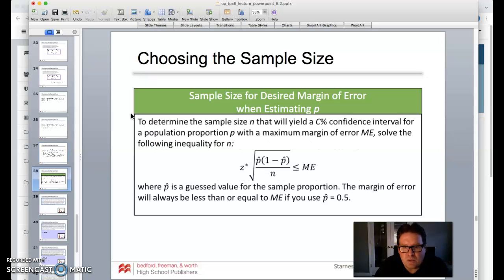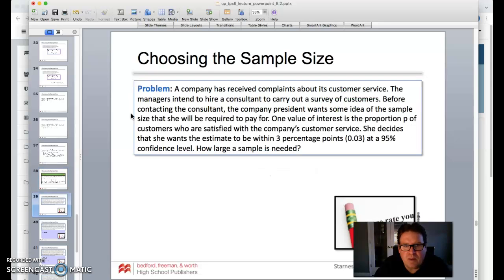All right, so again, this is what we have for our formula. We're going to use that, and we want to make sure that it produces something that's less than the margin of error that we want. Okay, so here we go. A company received complaints about its customer service. The managers intend to hire a consultant to carry out a survey. Before contacting the consultant, the company president wants an idea of the sample size that she will be required to pay for. One value of interest is the proportion p of customers who are satisfied with the company's customer service. She decides she wants to estimate it to within 3 percentage points at a 95% confidence level. How large of a sample do we need?